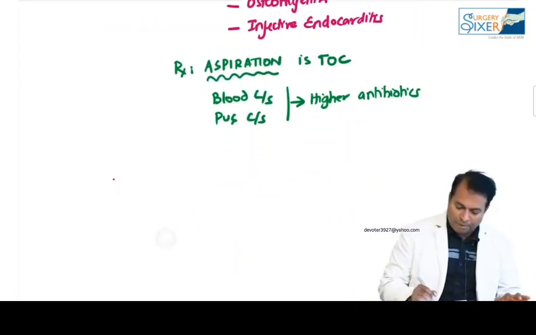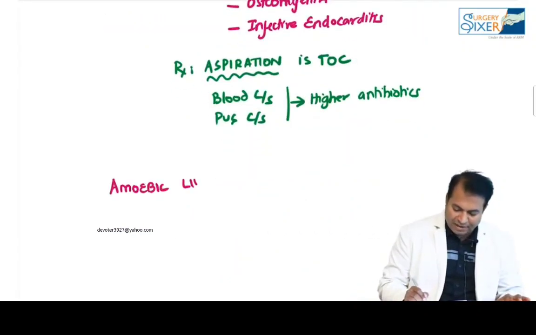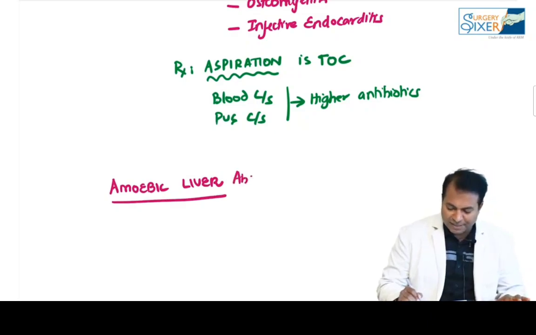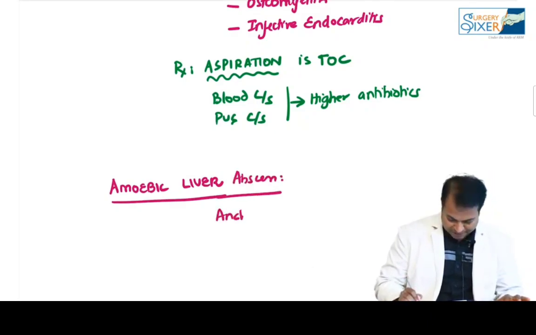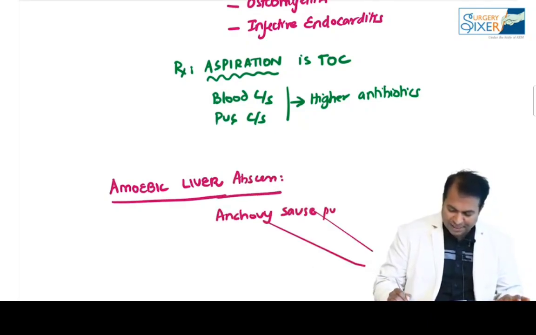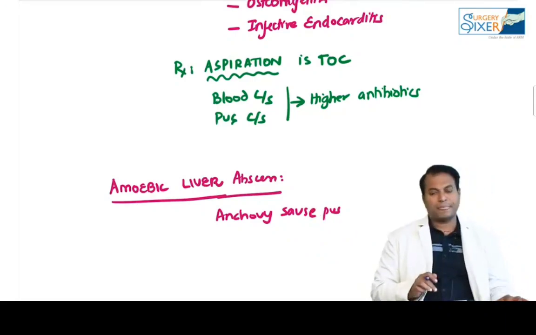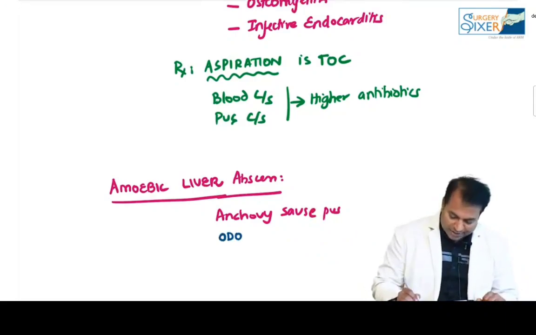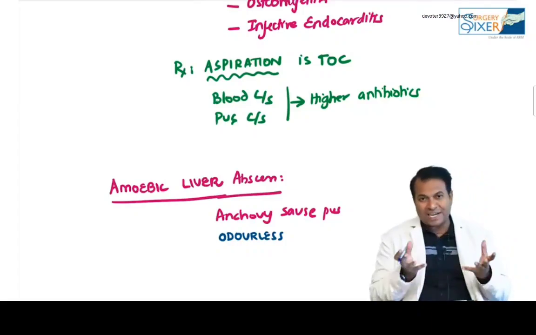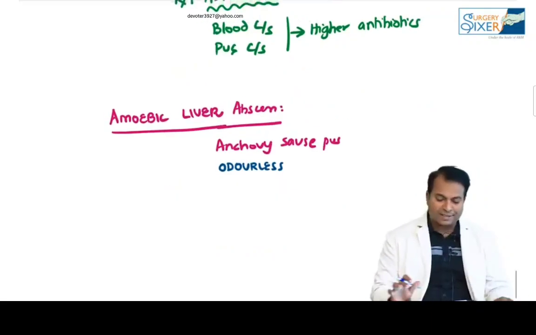Okay. And coming to amoebic abscess. Amoebic liver abscess, you all know the color of pus. What is the color of pus? The color of pus is anchovy sauce. It is odorless. Interesting point, it is odorless. There is no bad smell even when you aspirate 1 liter of amoebic abscess. Anchovy sauce pus, it is odorless.